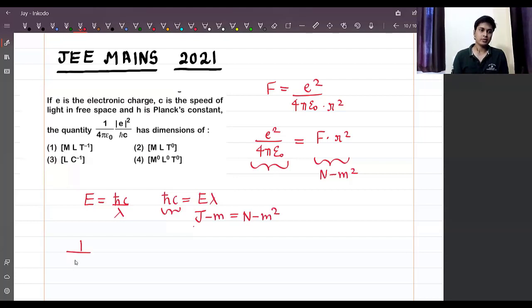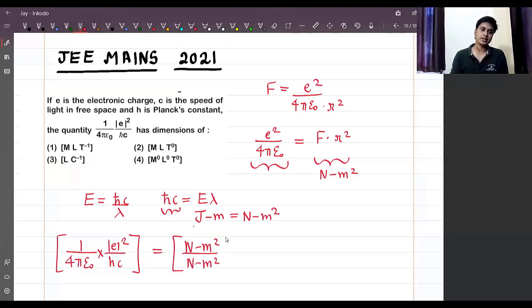So this quantity, 1 by 4 pi epsilon naught e square by hc, will have units of Newton meter square, that is e square by 4 pi epsilon naught unit divided by unit of hc, that is Newton into meter square. So it has no units. So we can write the dimensions as M raised to 0, L raised to 0, T raised to 0. All the units are getting cancelled out. So this is a dimensionless quantity.